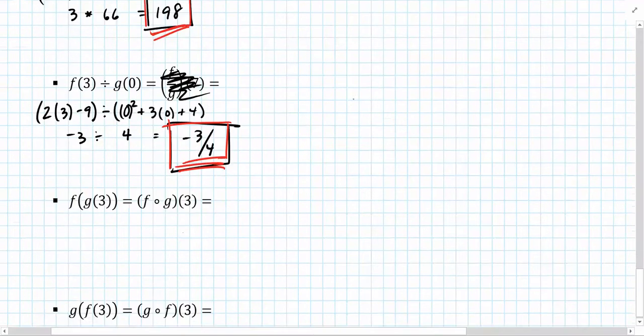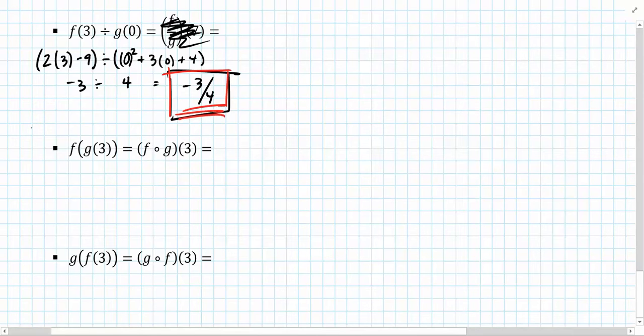Now, to finish out this video, I do want to talk about what's known as the composition of functions. And that's where we use a function result as an input to another function. If you think about our order of operations, the order of operations say to do whatever is inside the parentheses first. And if we have multiple sets of parentheses, then we go to the innermost parentheses first and work our way out.